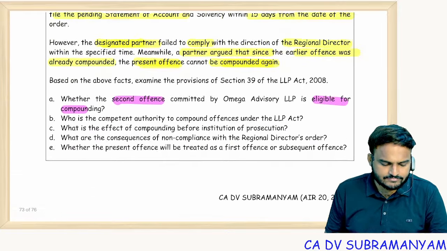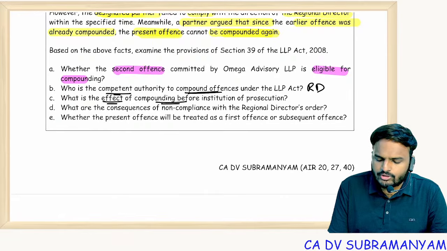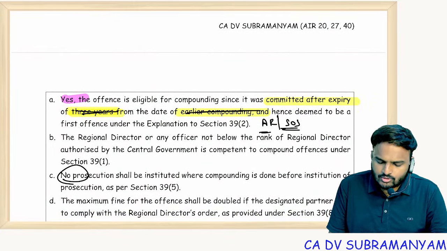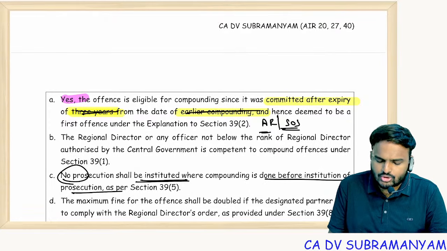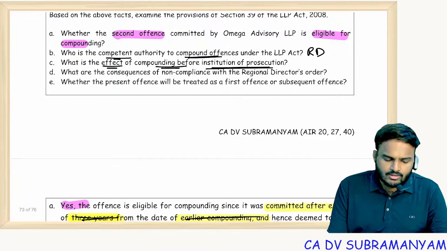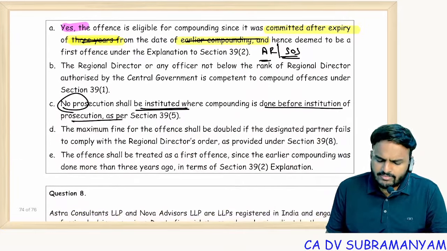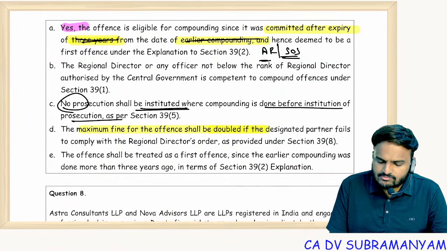Another offence. Who is competent authority to compound offences? Regional director. What is the effect of compounding before institution of prosecution? No prosecution shall be instituted where compounding is done before institution of the prosecution. What are the consequences of non-compliance with RD's order? Twice of the maximum fine. Maximum fine shall be doubled.